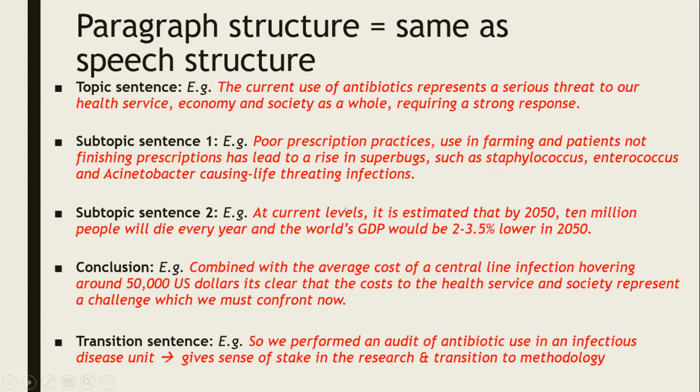And then we start giving some facts about the impact that it'll have on society with potential death toll, and then the impact it'll have on the economy and society. Again, we're relating back to our beginning section here. And then to conclude, it's just a sentence that draws it all together, which essentially reiterates the topic sentence in a slightly new rephrased way. And then you can go on to a transition sentence, which brings you into your methodology.